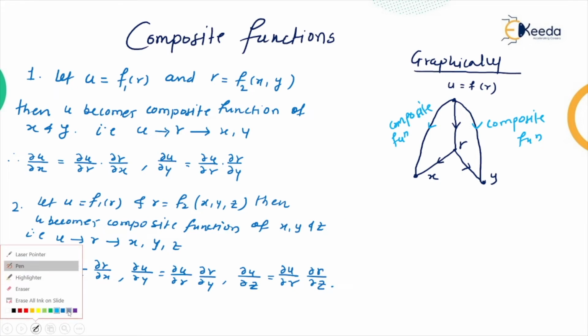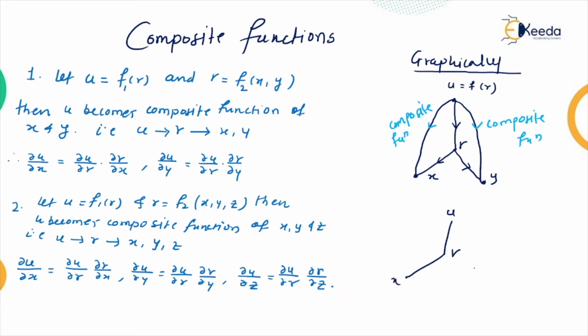Now for the second case, u is a function of r first. So r is there, and r is a function of x, y, and z. I hope you are understanding this. u is a function of r, which is a function of x, y and z. Then u is a composite function of x also, of y also, and of z also. Therefore u is a composite function of x, y, z. So this is all about composite function. I hope you are understanding this.